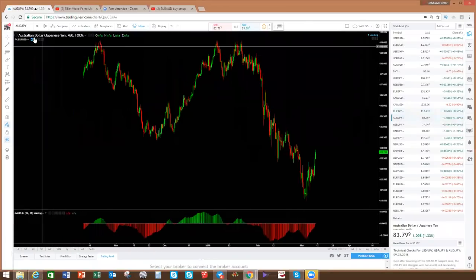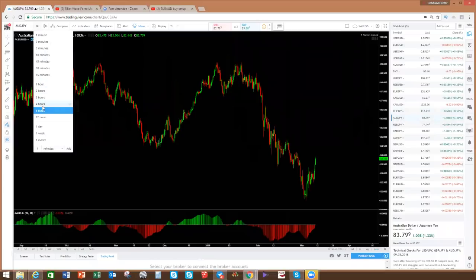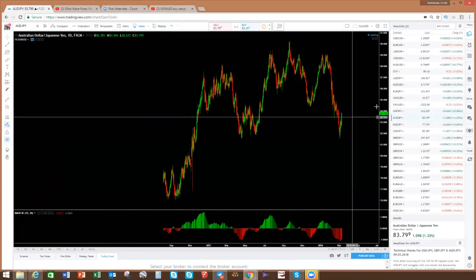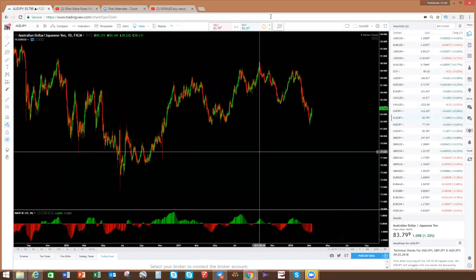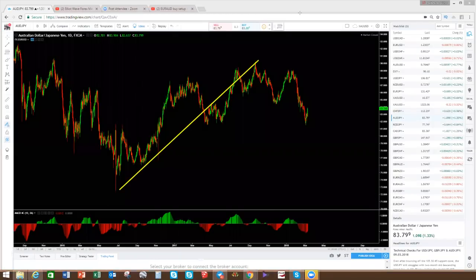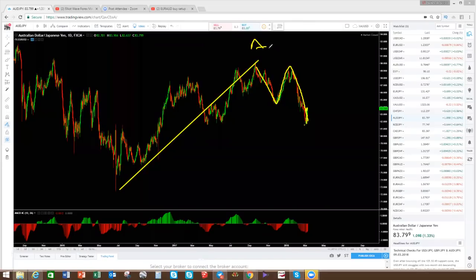AUDJPY. Looking on the 4 hour, let's look on the daily first. AUDJPY had a very interesting move, a very straightforward impulsive move up, then an ABC correction. Now you're getting a move up. Whether this move is going to give us a big A, B, and then a big C like that, I don't think that is the one you're going to get.